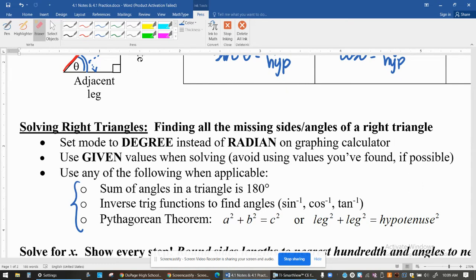All of these, including any given information, is what you're going to use to solve the right triangle. Think about it: a triangle has 3 sides and 3 angles. You need to make sure when you are solving that you have found the value of every single side and every single angle. Before we start, it's really important to notice that your calculator needs to be in degree mode.